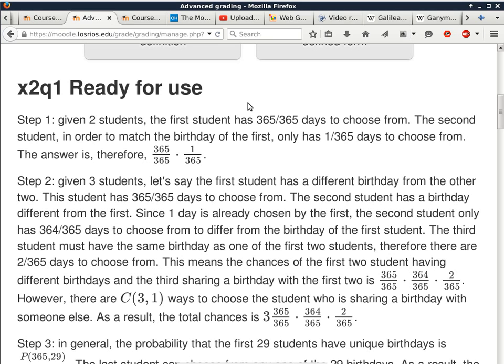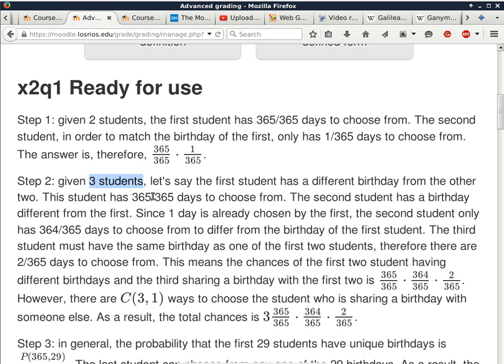If there are no questions, we'll move on to step 2. Step 2 basically says, now we have a class of 3 students, and I only want to know the chances of having exactly 2 students with exactly the same birthday. In other words, I do not want to count the chances of 3 students having the same birthday, just exactly 2. That is the question.